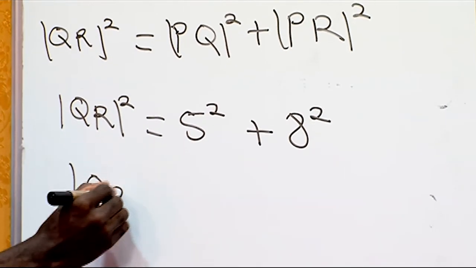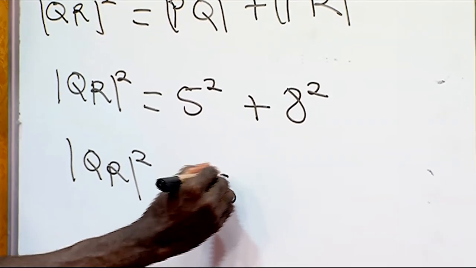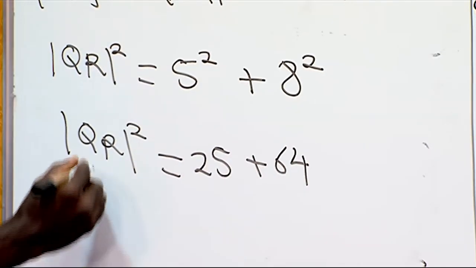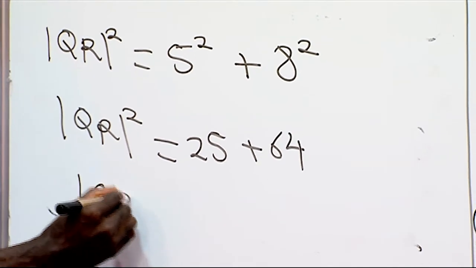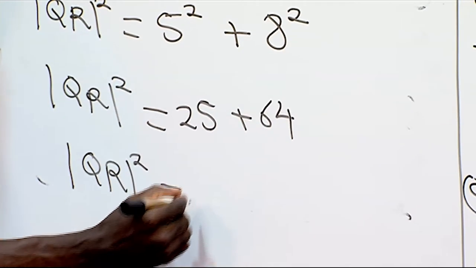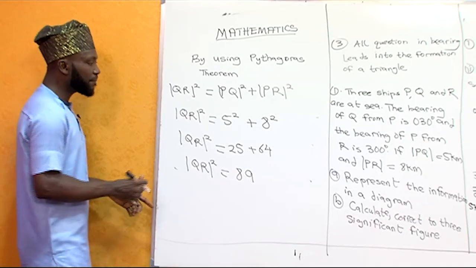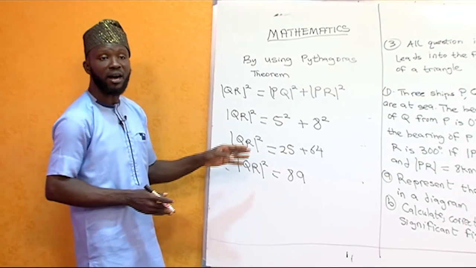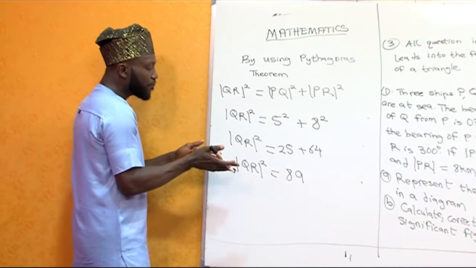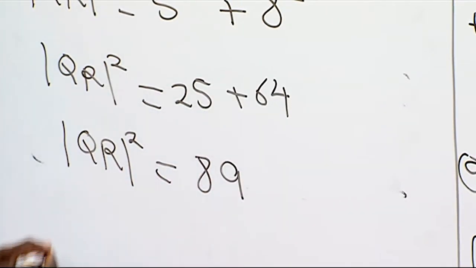Then from here we have QR raised to power 2 is equal to 5 raised to power 2, which gives us 25, plus 8 raised to power 2, which gives me 64. At the end, I will have QR raised to power 2 is equal to 25 plus 64, which gives me 89. Then if this is 89, remember that we are looking for QR and not QR square. So all we just need to do is square both sides. Squaring both sides, we have what?